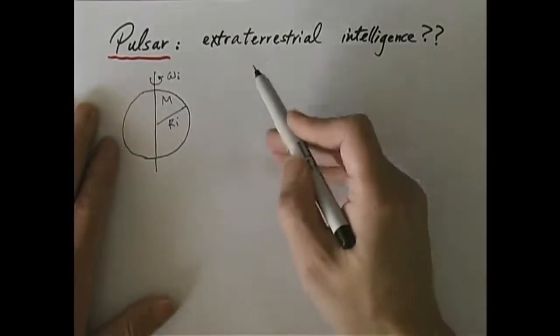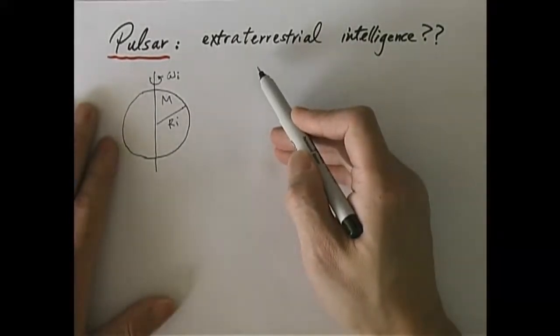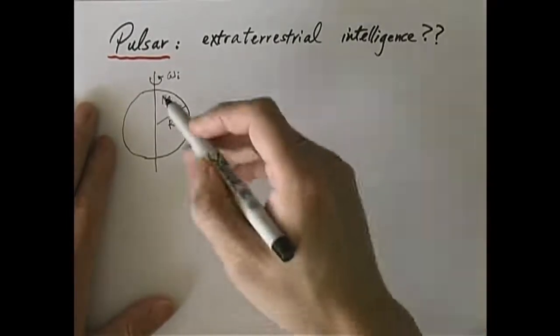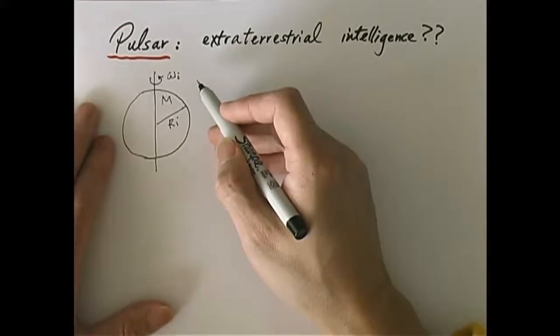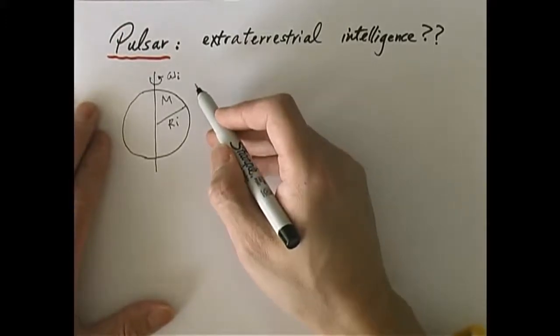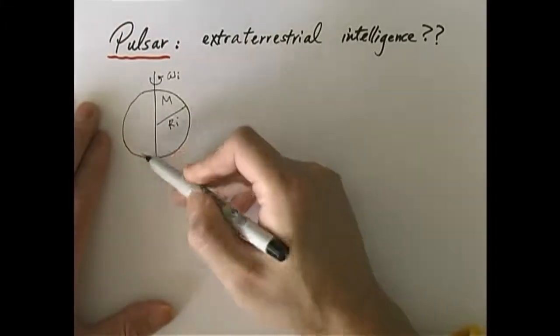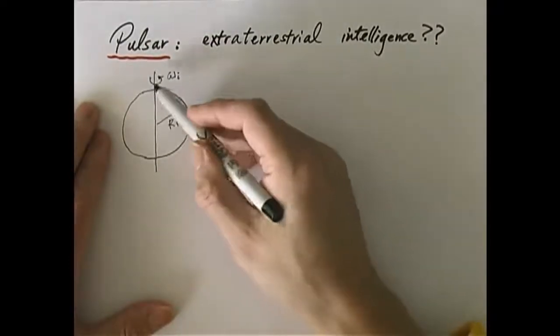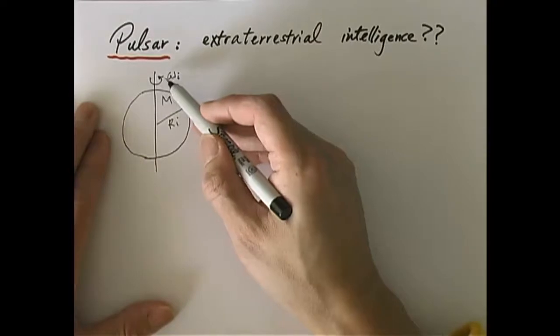A long time has passed since the year 1967, and now scientists have a better idea what this pulsar really is. So here is the story that scientists believe now. You start with a star like our sun, that has a certain radius, r initial, mass m, and it is spinning about a certain axis with an angular speed of omega initial.